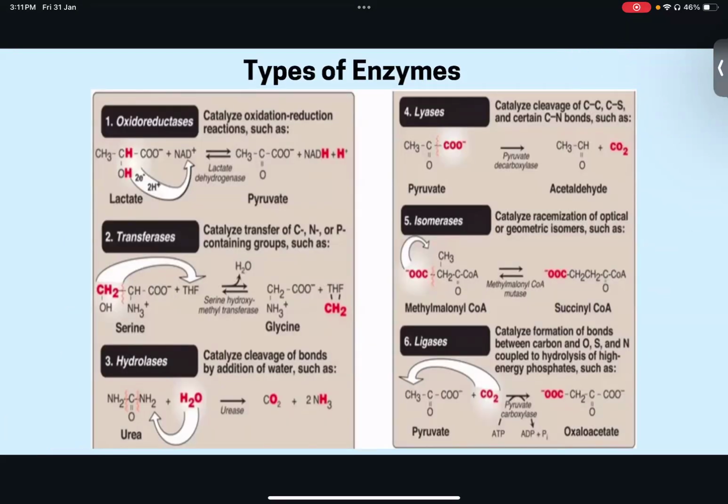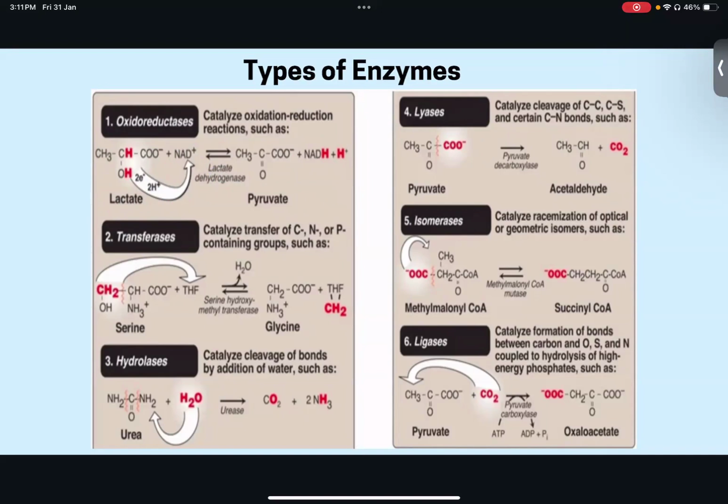Then we have here the types of enzymes. We have six major important types of enzymes. Let's start with oxidoreductase. Oxidoreductase catalyzes the oxidation and the reduction reaction, so it's like a redox reaction. You'll see here, for example, NADH is going to be the oxidizing agent. The lactate will be oxidized into pyruvate using the enzyme lactate dehydrogenase, and NADH is getting reduced. So it catalyzes a reaction where we have oxidation and reduction in it.